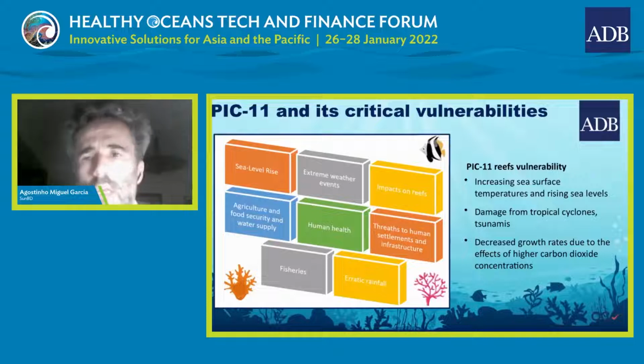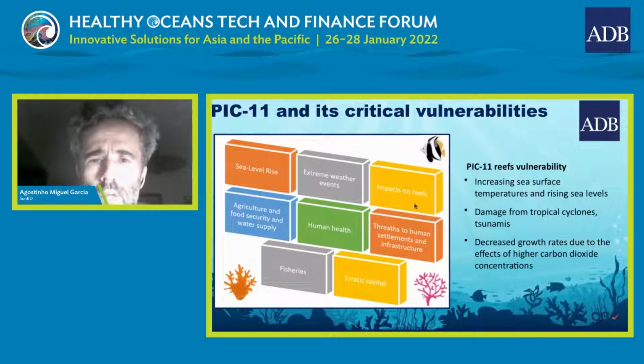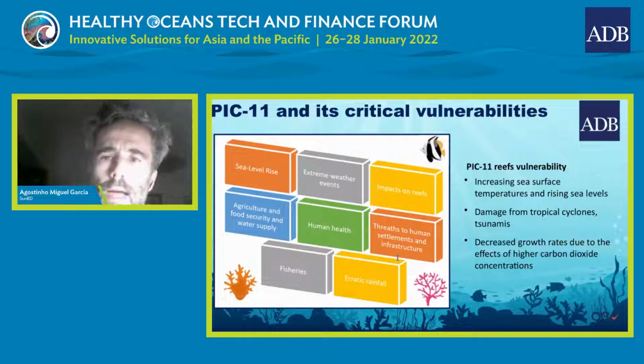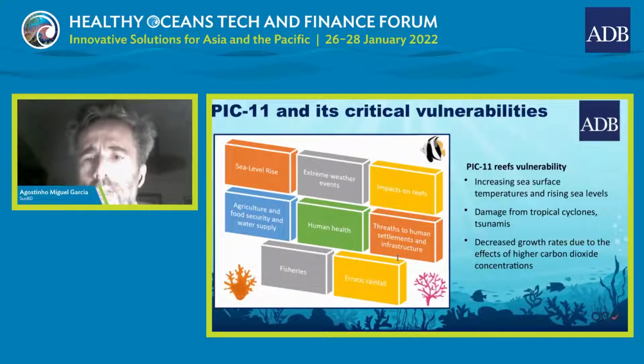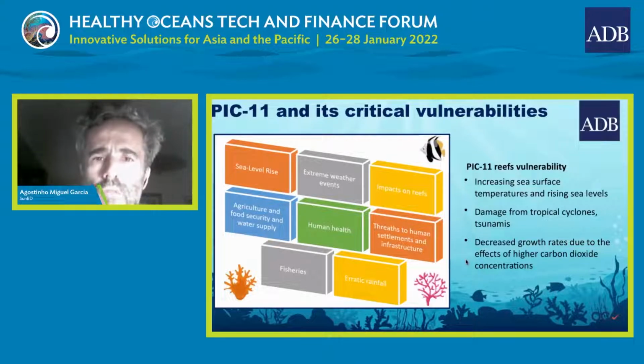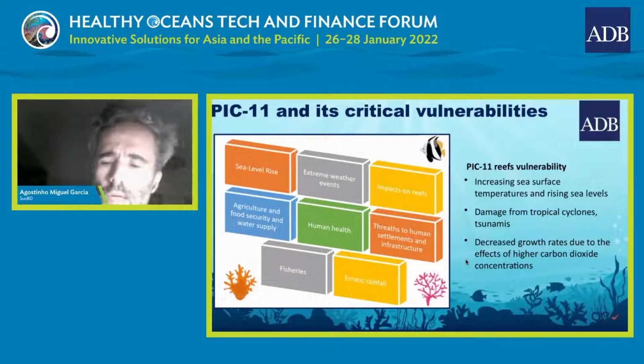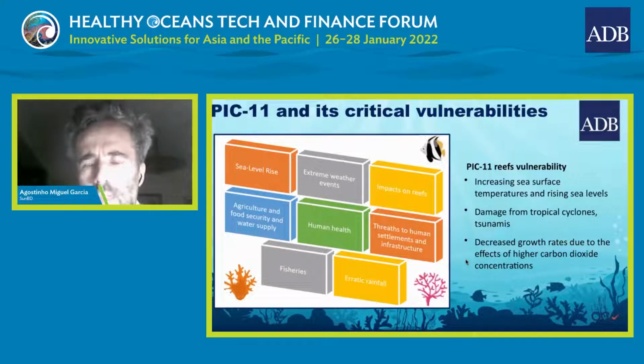So we looked at the critical vulnerabilities in the Pacific 11. We earmarked some of them. Just highlighting one of them, because that's the one we found more related to the topic of this workshop, was reef vulnerability. So increased sea surface temperatures, rising sea levels, damage from tropical cyclones, tsunamis, a very recent one in Tonga, as everyone knows, and decreased growth rates due to the effects of higher carbon dioxide concentrations. So we saw that there is really a need for the Pacific 11 to look at solutions, specifically in terms of electricity, but not only in electricity. Next slide, please.